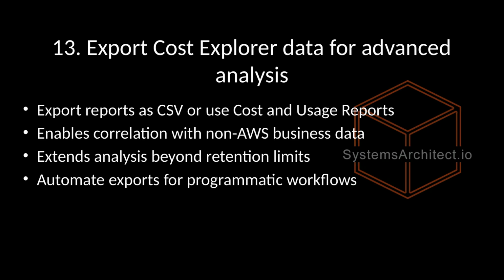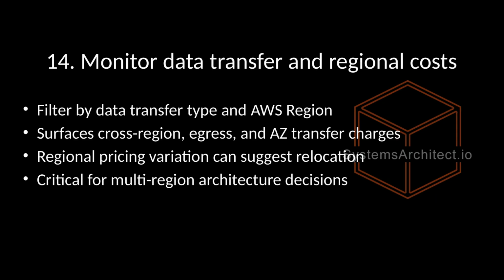14. Monitor data transfer and regional costs. Data transfer charges have a reputation for hiding in plain sight. They quietly accumulate across cross-region transfers and internet egress. They add up between availability zones too, even within the same region. Cost Explorer can filter by data transfer type and by AWS region. That's the most direct way to bring these often overlooked charges into view. It matters especially for multi-region architectures.